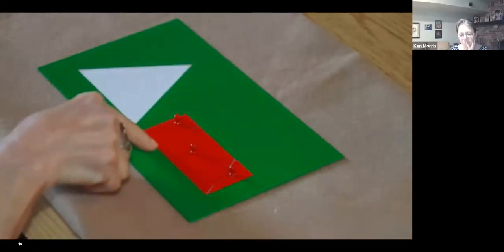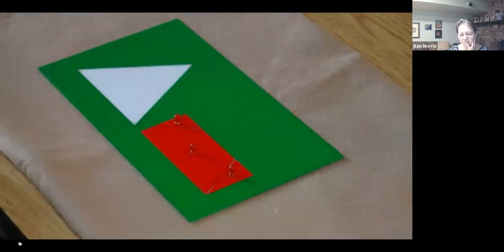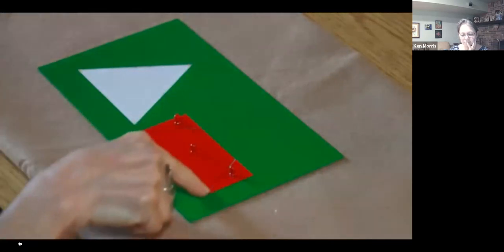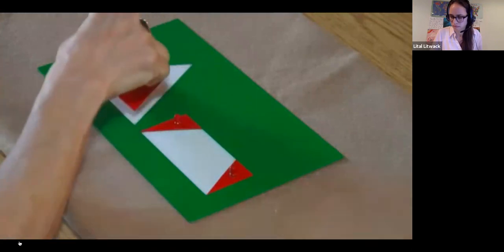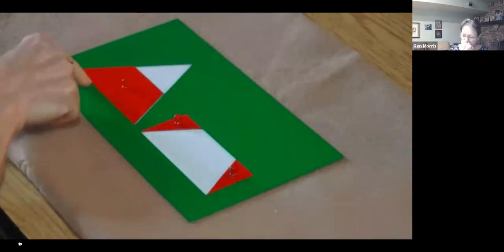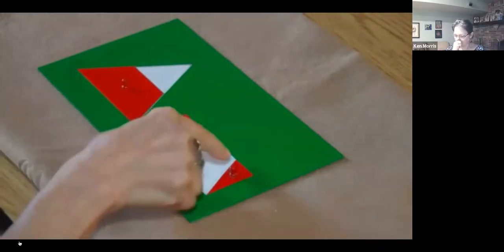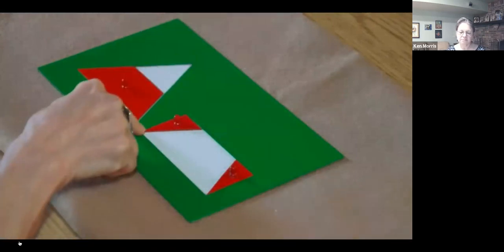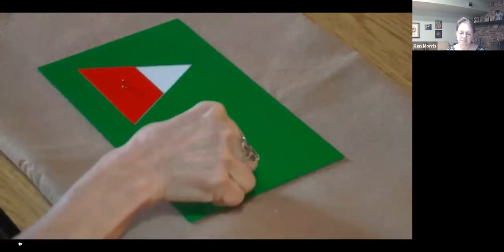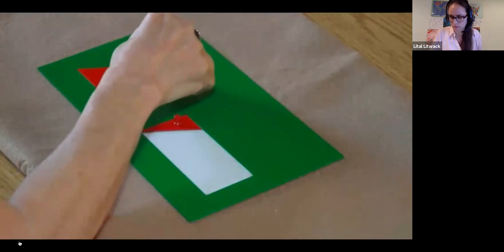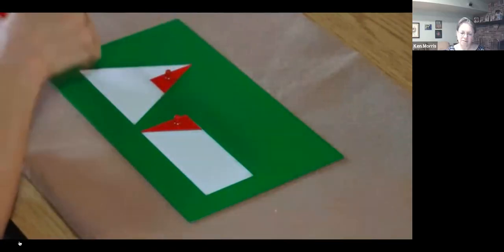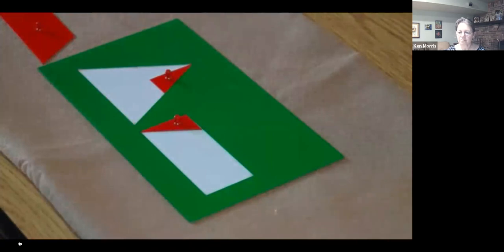Or we can talk about the rectangle's lines relative to the triangle. The base of the rectangle is equal to the base of the triangle. The height of the rectangle is equal to half the height of the triangle.